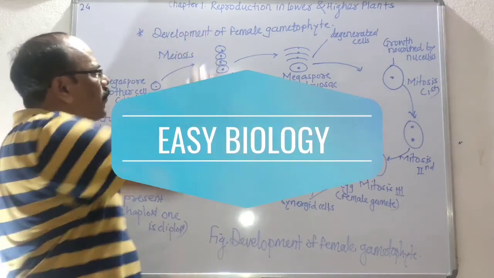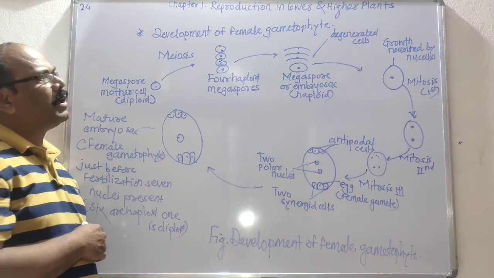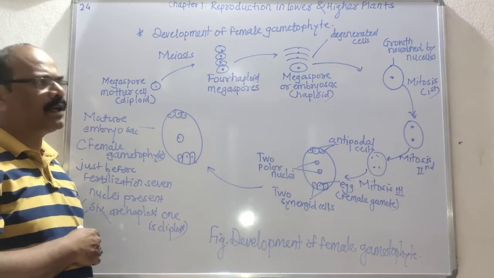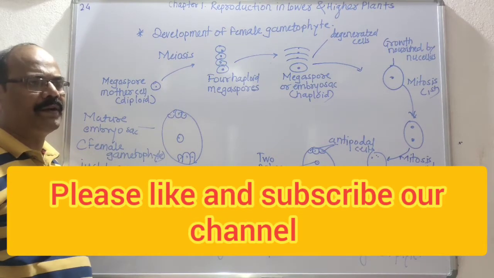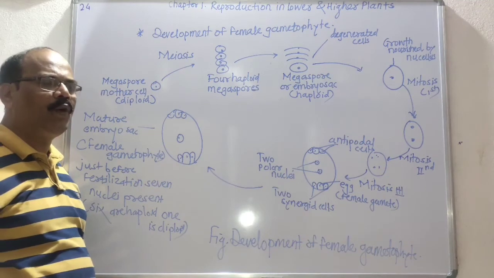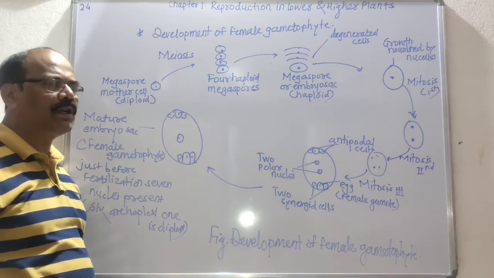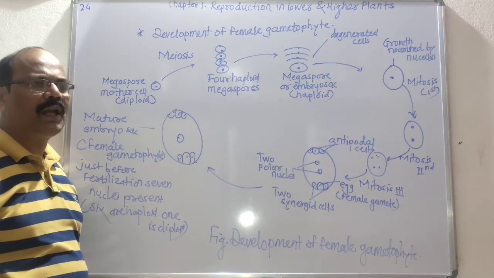Today, in chapter number one, we read reproduction in lower and higher plants. Under this chapter, we learn the development of female gametophyte. In the previous lecture, we learned how the development of male gametophyte takes place. We learned the structure of anatropous ovule. Here we learn about the development of female gametophyte.